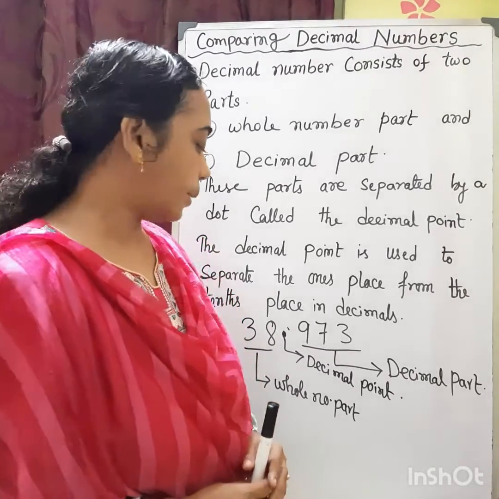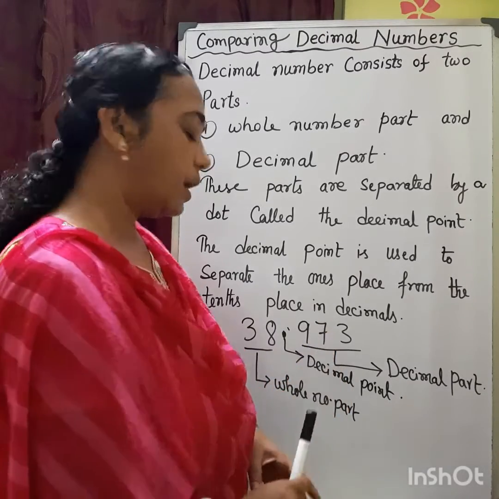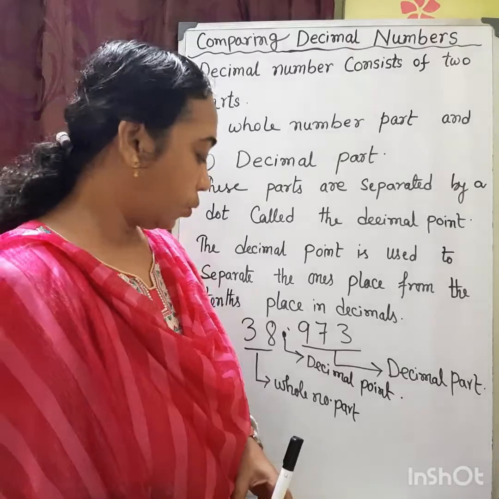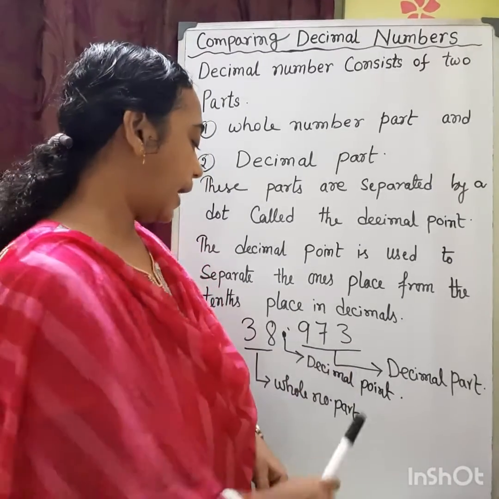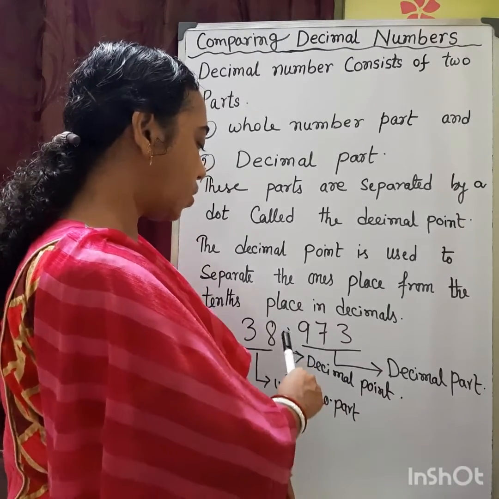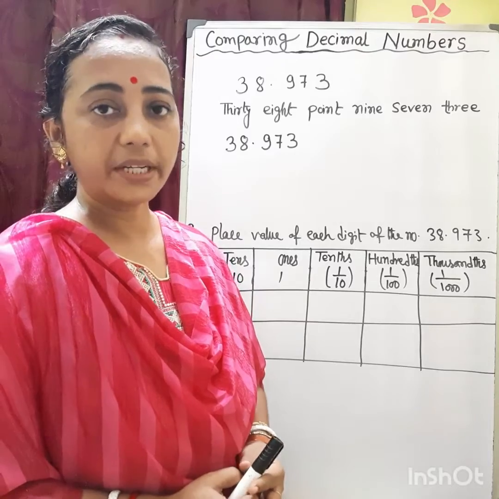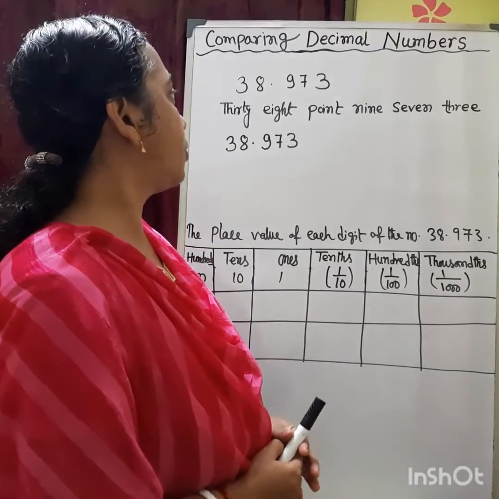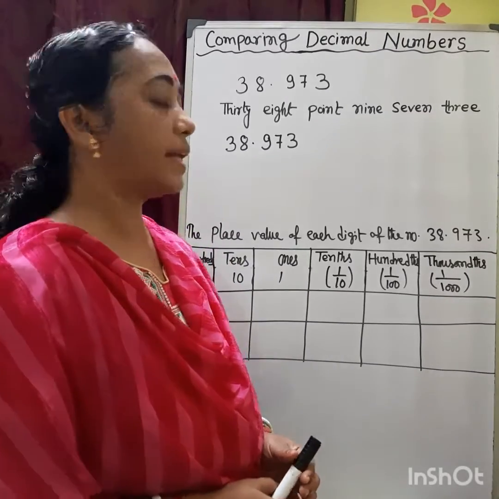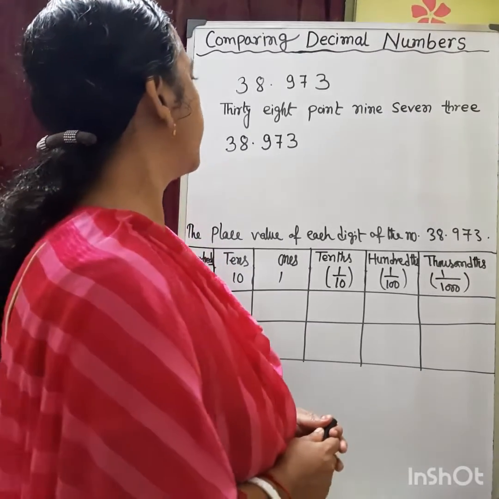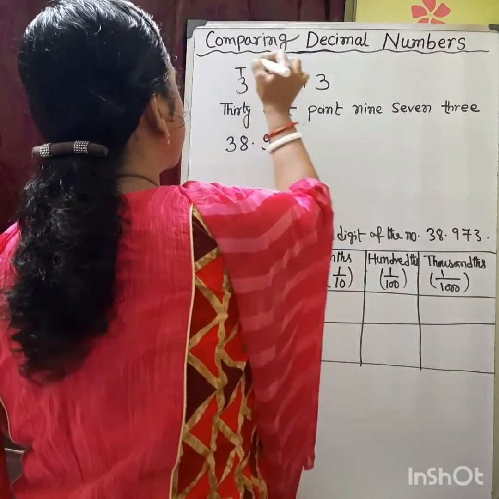Let us see one example, 38.973. Here 38 is called the whole number part, 973 is called the decimal part, and the point, this dot, is called the decimal point. Now let us consider the decimal number 38.973, which is read as 38.973. In this decimal number, 8 is in the ones place and 3 is in the tens place.